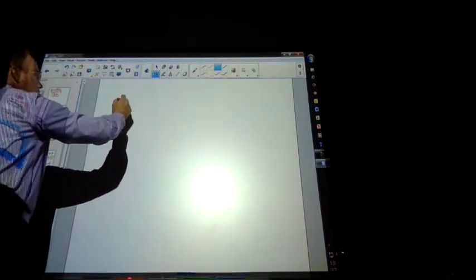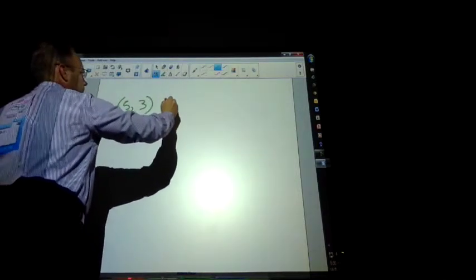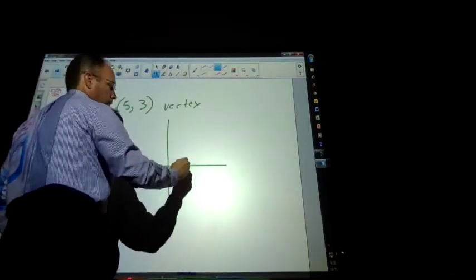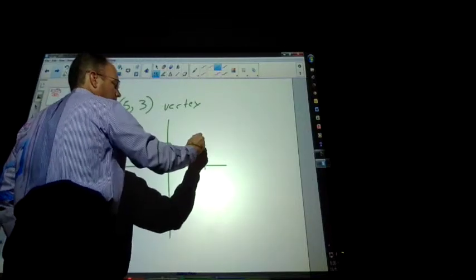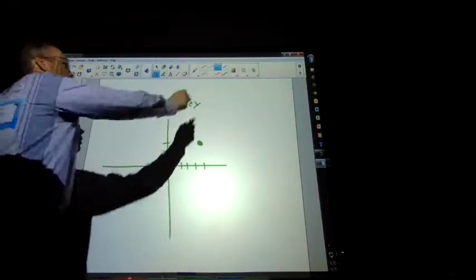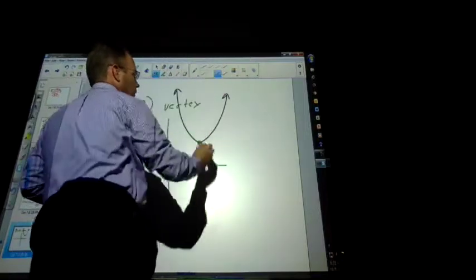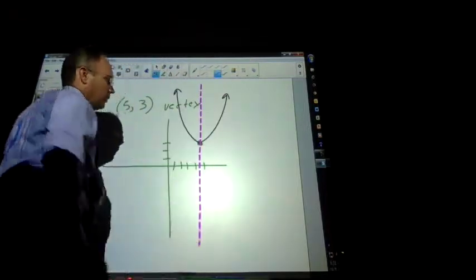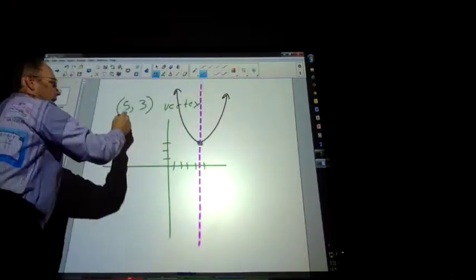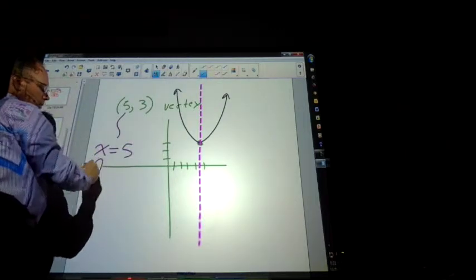So let's say we worked out a problem. We found we had a vertex of 5, 3 on some parabola. 1, 2, 3, 4, 5. 1, 2, 3. Okay? I'm not worried about how it's growing, whether it's going up or down or anything like that. The axis of symmetry is this line that is just a vertical line, goes straight down through the vertex. So if you did that, that would be x equals 5 is known as my axis of symmetry.